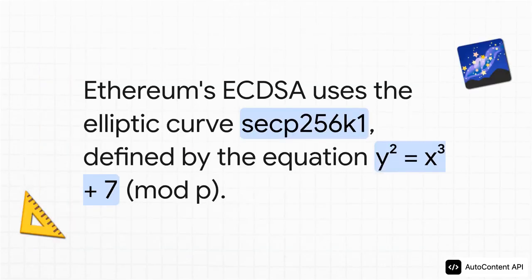So, we have our secret number. Now we need a place for it to work its magic. And that place is the elliptic curve. Now, don't get hung up on that equation on the screen. All you need to do is picture this curve as a kind of mathematical playground. It has a very specific shape and a clear set of rules for how you can move around on it.